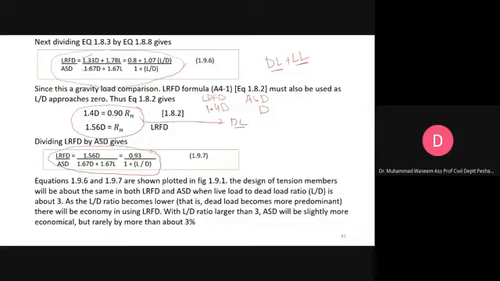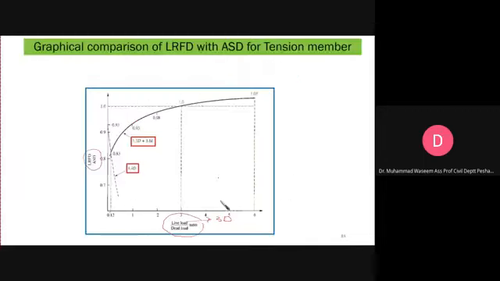If you do the same operation, you divide the LRFD equation by the ASD equation. So what will happen? You will plot this value. When you plot it, equation 1.96 is shown plotted in figure 1.19. This is that figure, 1.19.